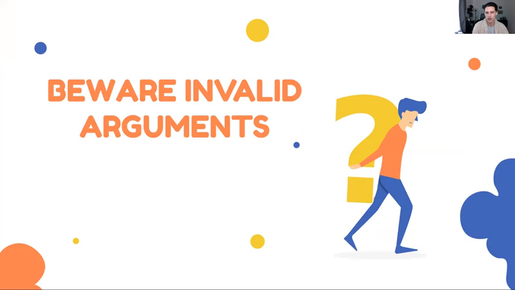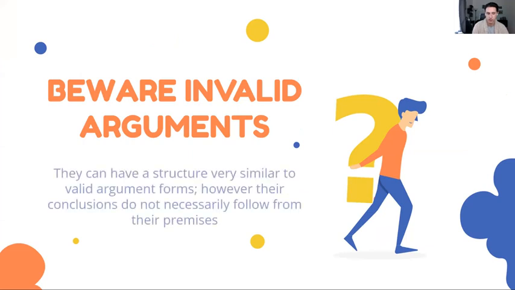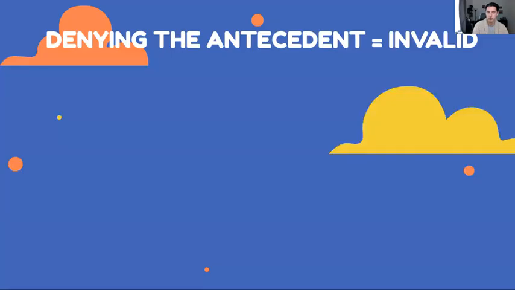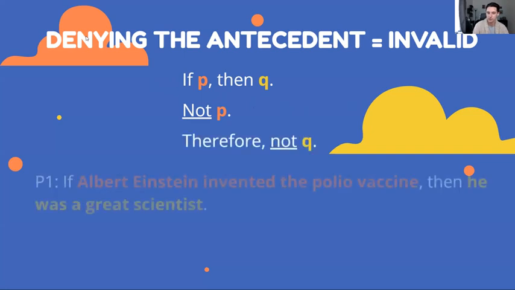So we'll close by talking about a couple of invalid argument forms. They can have a structure very similar to valid argument forms. However, their conclusions do not necessarily follow from their premises. So the first one is denying the antecedent. This one is always invalid. So this has the following form: if P, then Q, not P. So we're denying the antecedent, which we know what that is now, right? The antecedent is the first part of a conditional statement. So if P, then Q, not P, therefore not Q.